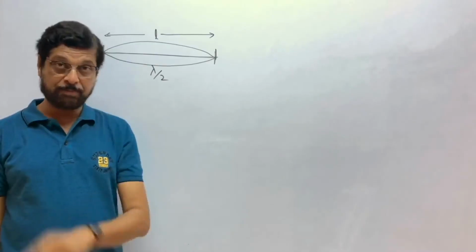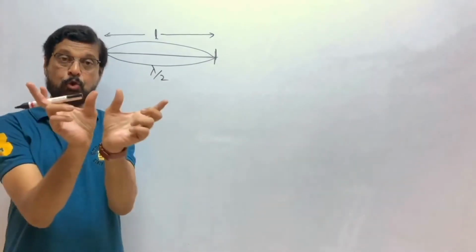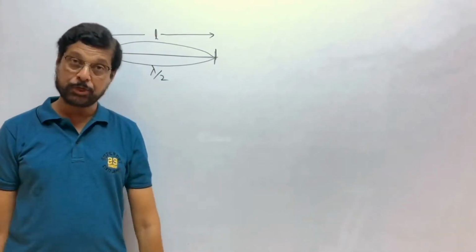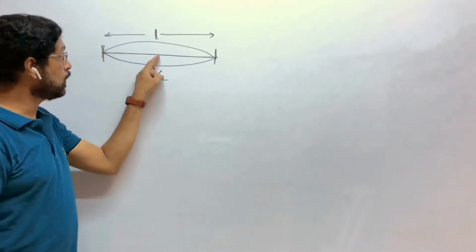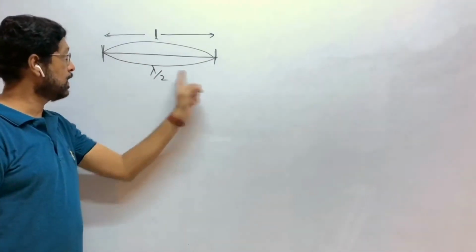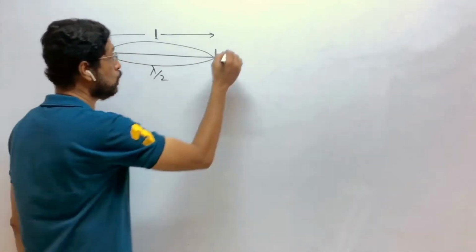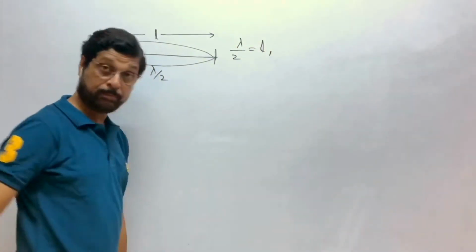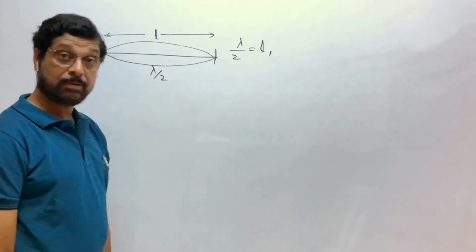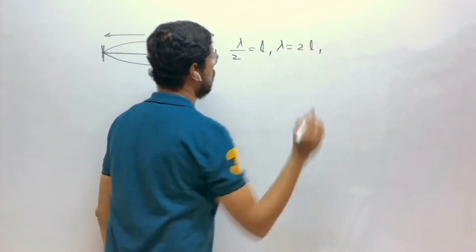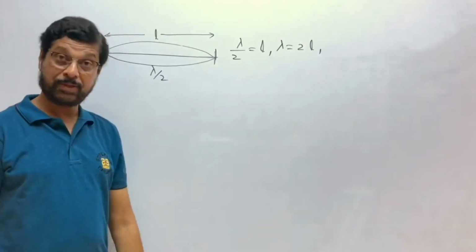एक वेवलेंथ में, लैम्बडा के अंदर, दो लूप्स होते हैं, तो एक लूप की लेंथ कितनी है? लैम्बडा बाय 2. So when you pluck the string exactly at the center, one loop is formed, means this length is lambda by 2. So lambda by 2 is equal to L, the length of the string. So you can say that lambda is equal to 2L, isn't it?